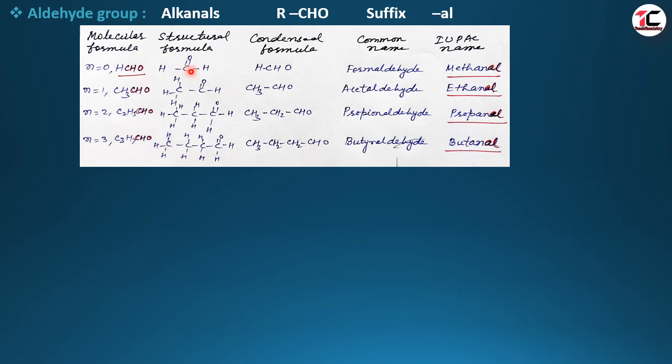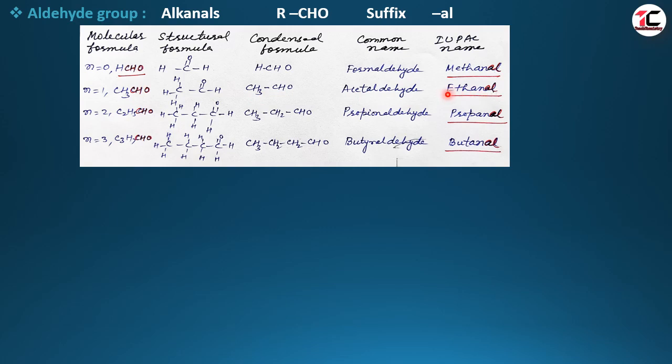We can see in the structural formula carbon has 4 valency. 2 valencies are satisfied with oxygen and the other 2 valencies are satisfied with these 2 hydrogens. Its condensed formula is HCHO. Its common name is formaldehyde and IUPAC name is methanal. If we take one carbon atom, that is n is equal to 1, then the molecular formula becomes CH3CHO. Condensed formula CH3CHO. Its common name is acetaldehyde and IUPAC name is ethanal.